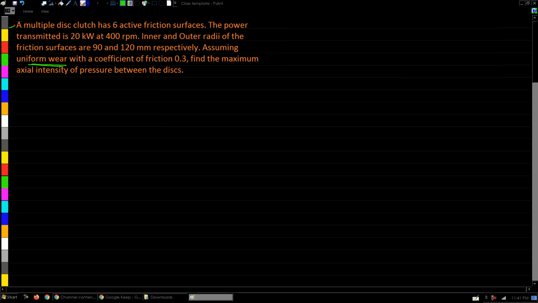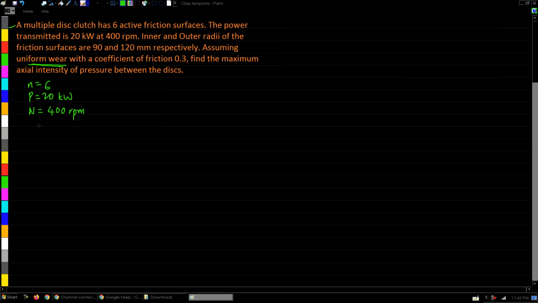So in today's problem, we are taking this problem which appeared in one of the OU question papers. We have a multiple disc clutch with 6 active friction surfaces. So N value is 6, small n value. The power transmitted, that is P, is 220 kilowatts and it's running at 400 RPM. So capital N, we have to write it as 400 RPM.